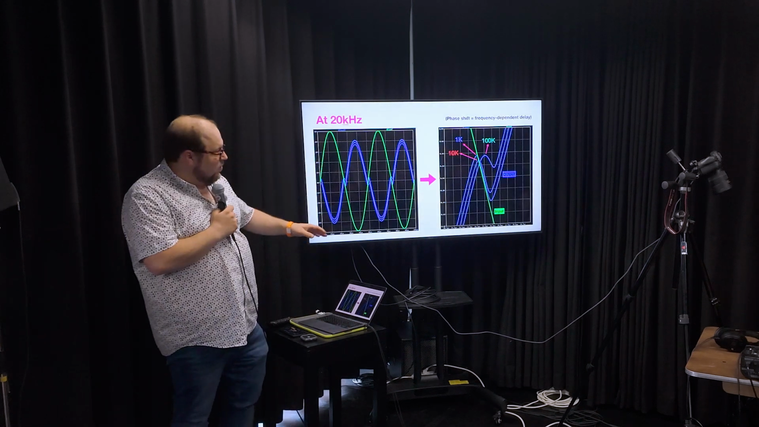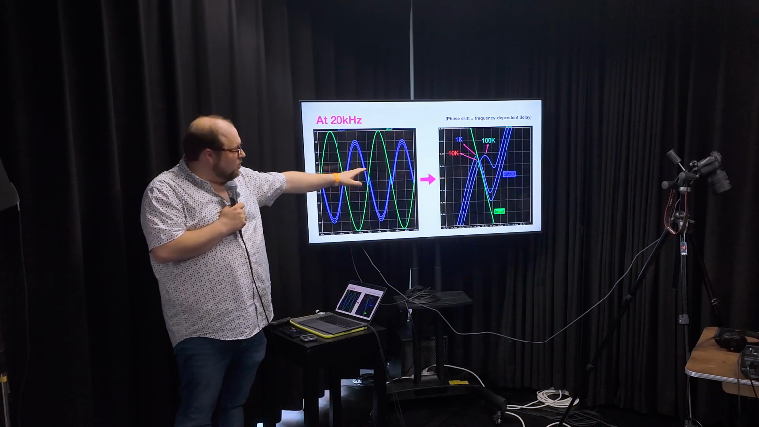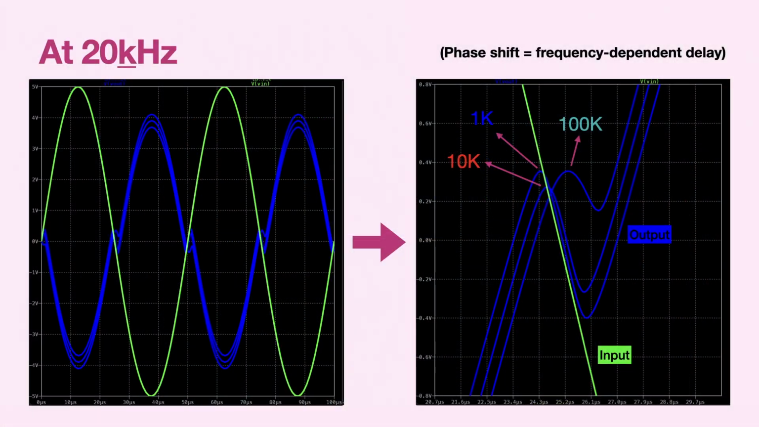At 20 kilohertz, you see bigger differences. So the 100K has a lot of delay, and phase is frequency dependent delay. The other 2 are still looking okay there. So my suspicion at this point is that 100K will not be usable.